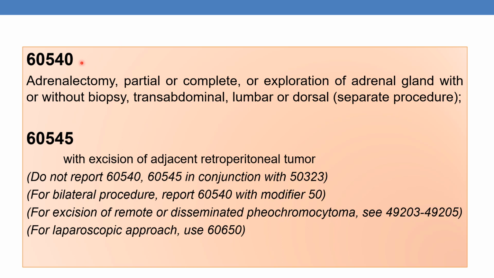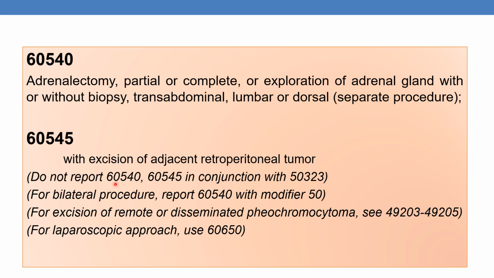Now coming to CPTs for adrenal gland. 60540 is given for adrenalectomy. Ectomy means surgical removal. Adrenalectomy, partial or complete or exploration of adrenal gland without biopsy. Transabdominal, lumbar or dorsal. The next is 60545. Adrenalectomy, partial or complete with excision of adjacent retroperitoneal tumor.